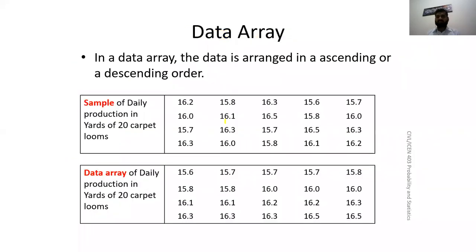So what is the data array? When you collect the data, it is called raw data. Let's say you are collecting the GPA of students. You are going to each student and writing down their GPA. If you write them as they are, it is called raw data. But in a data array, we write them in some order, whether ascending or descending. Ascending means from smaller to bigger, descending means from bigger to smaller.